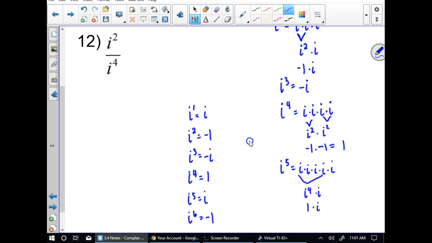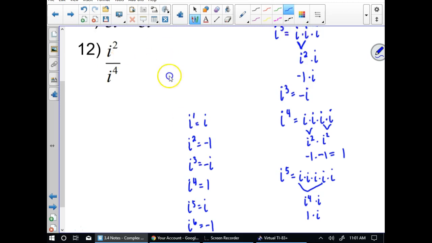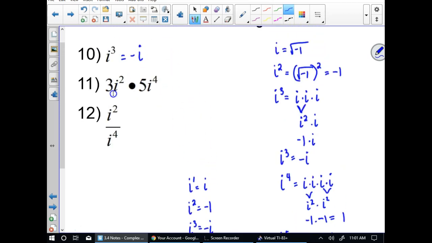I think we get to stick with the pretty simple ones as far as we're concerned here. But if we go back to 11, so if I've got 3i squared times 5i to the fourth, then Zoe, what is i squared? It is negative 1, so I could replace it with a negative 1. And then I'd have 5 times, Zoe, what's i to the fourth? It's just 1, right? So what I've really got here is negative 3 times 5. And I get negative 15. So that expression doesn't even have an i in the answer.